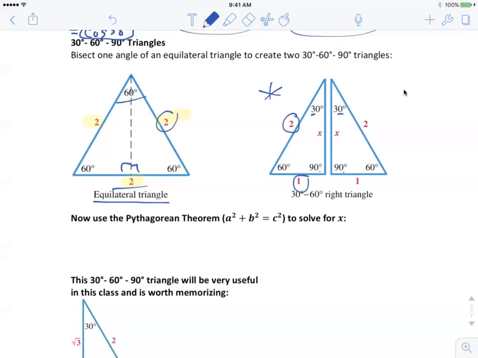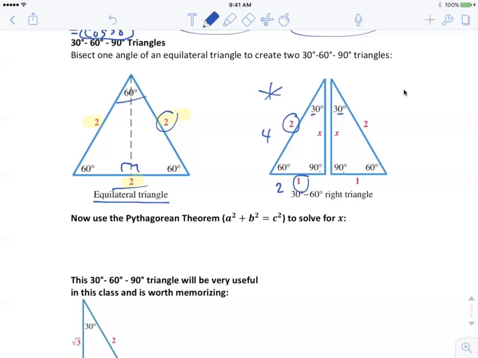I mean, had we selected 4, then we would have 2 here, half of 4, and then 4 there, right? The property is that the side opposite the 30 is always half of the hypotenuse. Or another way to say that, the hypotenuse is always double the side that's opposite 30 degrees.